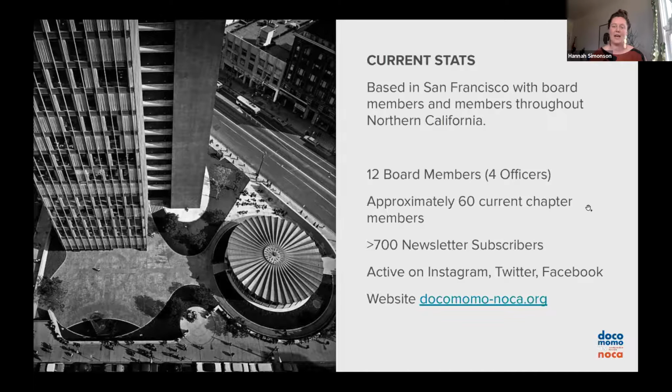So right now we have a board of 12 members, which is a pretty big board. It's grown a little bit in the last couple of years, but I think that's been successful for us. We have 4 officers within that board, so president, vice president, secretary, treasurer, and we have about 60 current chapter members, and we have newsletter subscribers numbering over 700 right now, which is great.